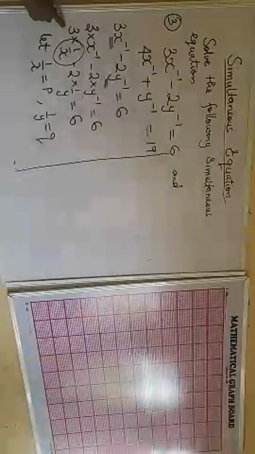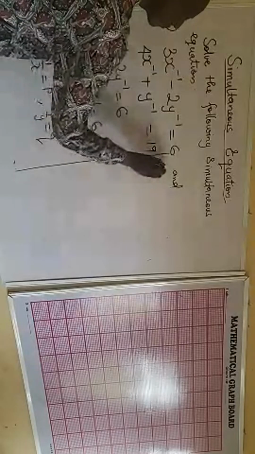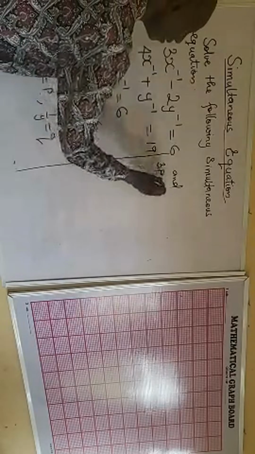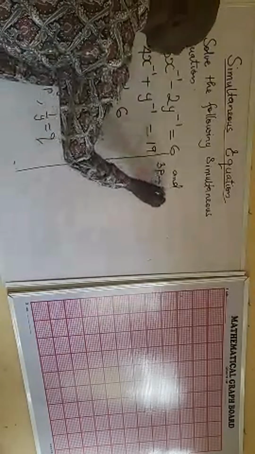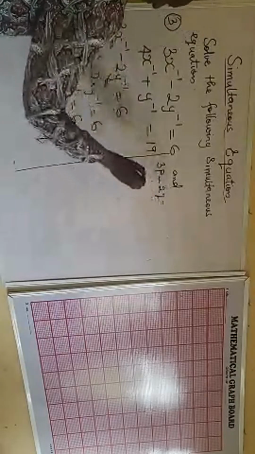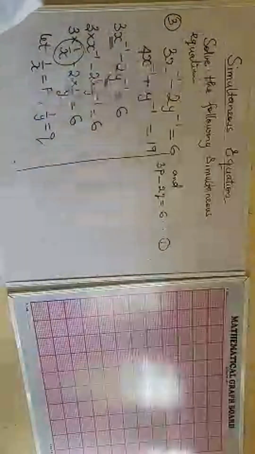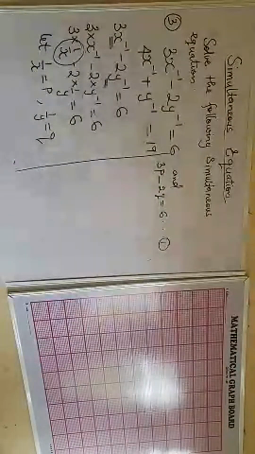So that simply means 3p minus 2q is equal to 6, equation 1. 3p minus 2q is equal to 6, equation 1.